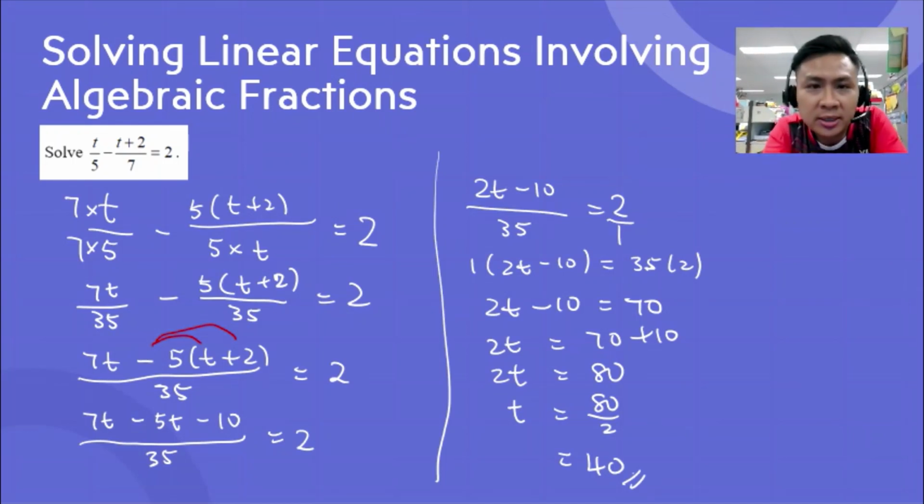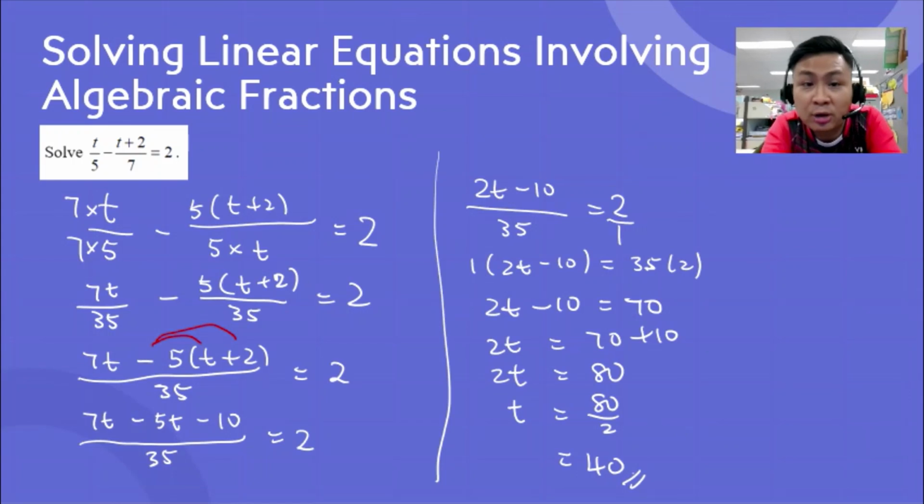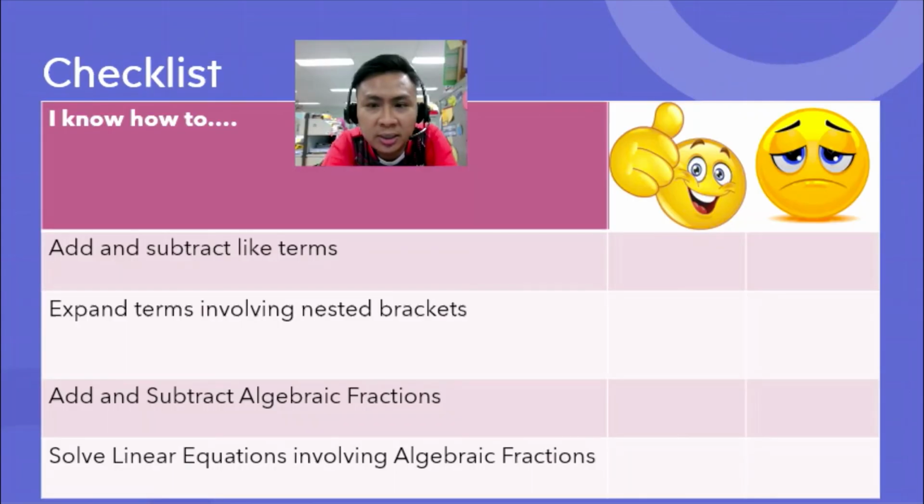Right, okay, so this is just a quick recap of algebraic fractions. Hope we have learned something. So as a quick summary of what we have learned today, you may want to just check, okay, whether you have managed to understand how to solve the different types of questions. Okay, so we have learned how to cover addition and subtraction of like terms, expansion involving nested brackets, addition and subtraction of algebraic fractions. We have 2 types. One is fractions with non-fractions, and another one is addition and subtraction of both fractions. And we also learned how to solve equations involving algebraic fractions.